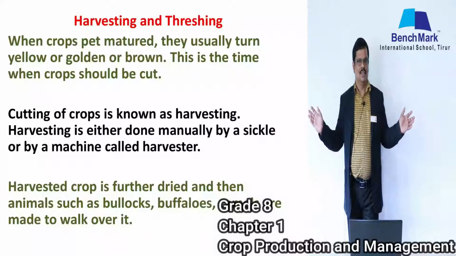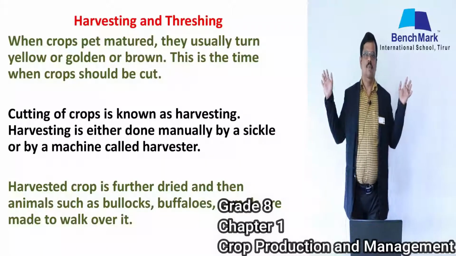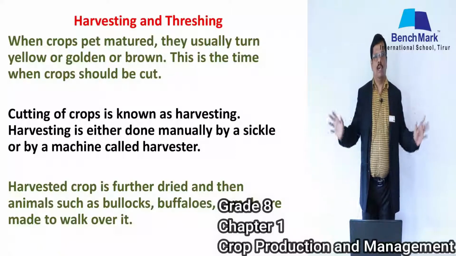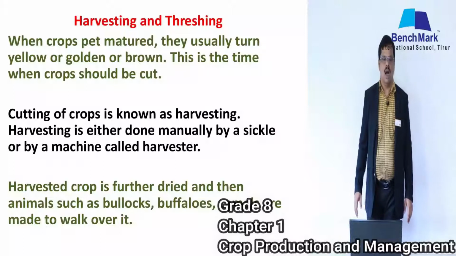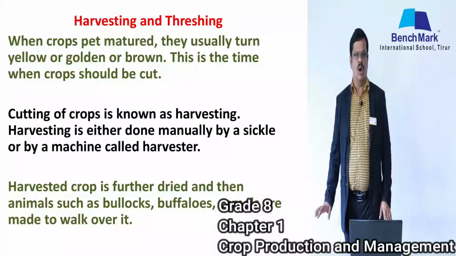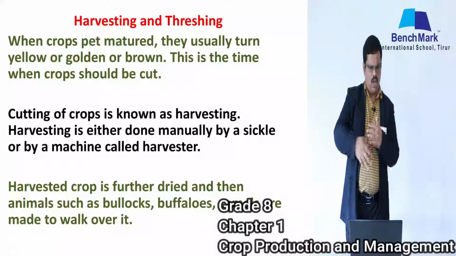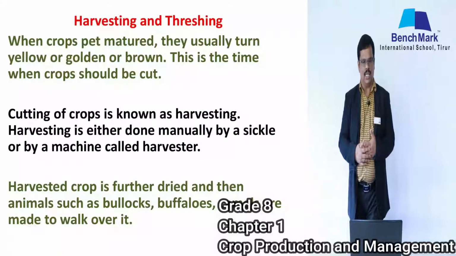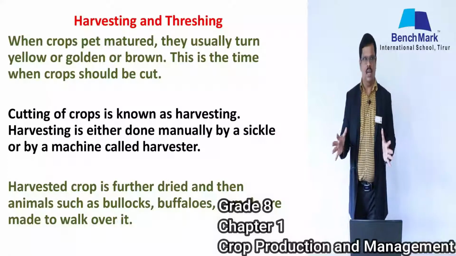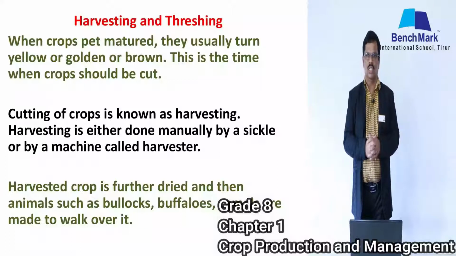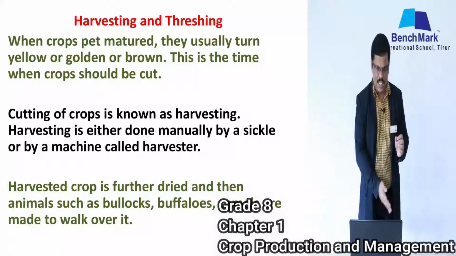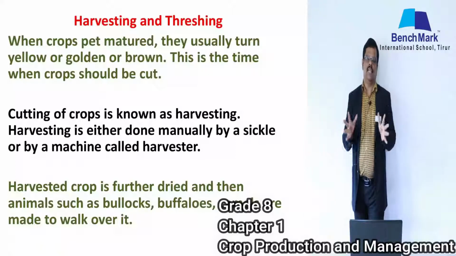But nowadays, my dear children, there are machines which are used to harvest, and we call it a harvester. Okay, now harvesting is over. After that, what do we have to do? After harvesting, what do we have to do? Yes, we have to dry it, we have to do other processes. So first, after harvesting, the crop which we have harvested will be dried.